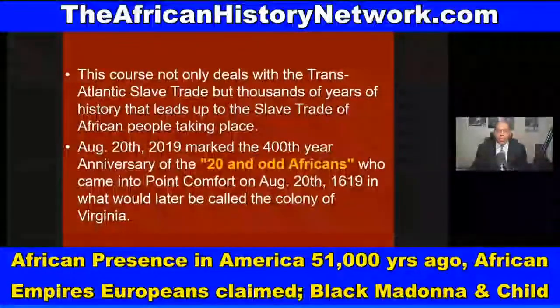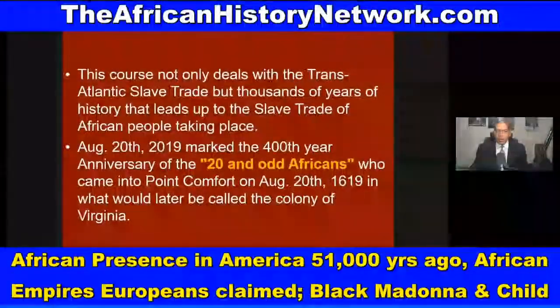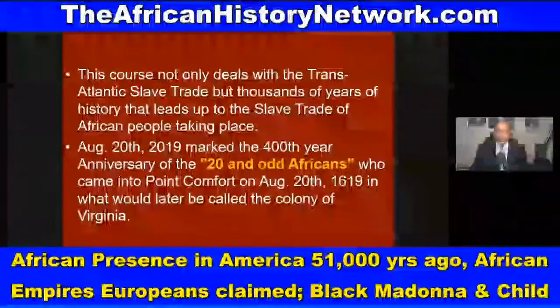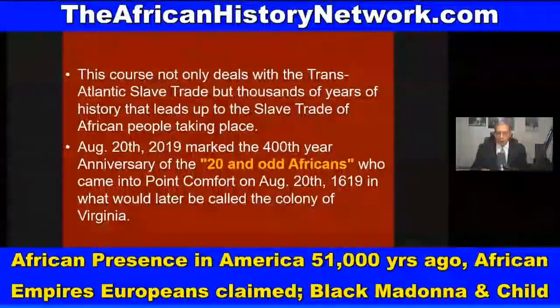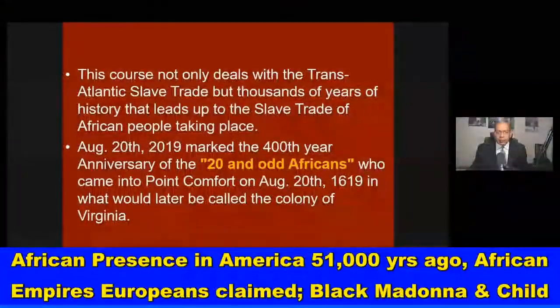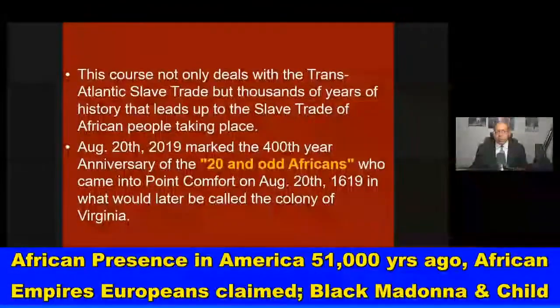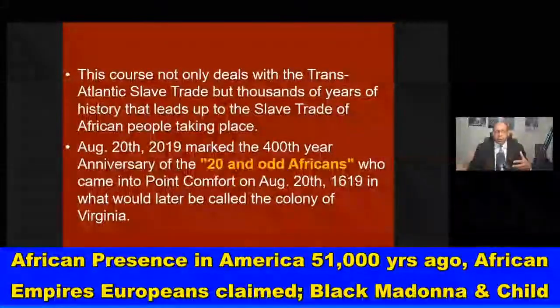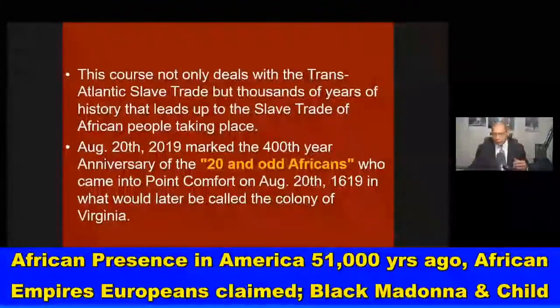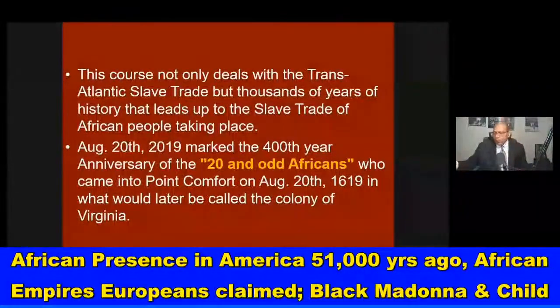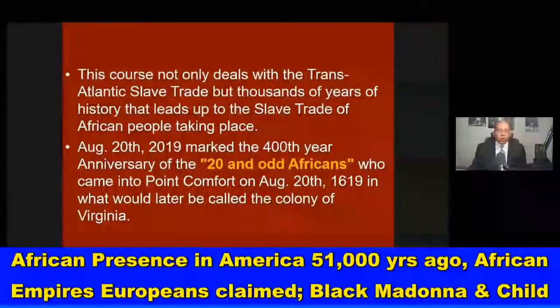Even though August 20th, 1619 did happen, Africans were in the land we call the United States of America going back at least 51,700 years. We reference the work of Dr. David Imhotep, who wrote the book The First Americans Were Africans: Documented Evidence. We also look at a number of different archaeological discoveries in the class.